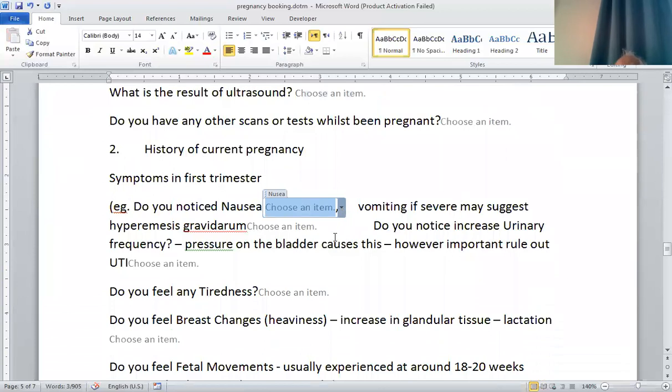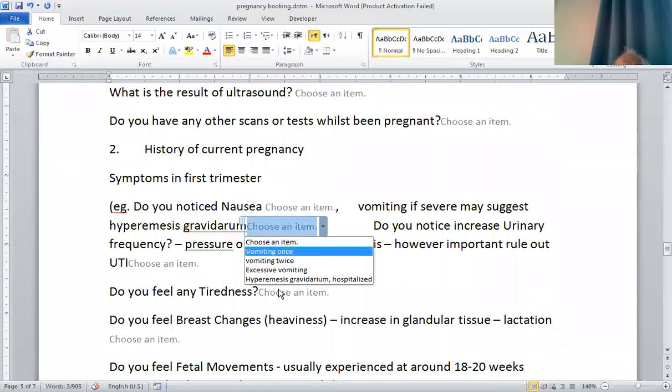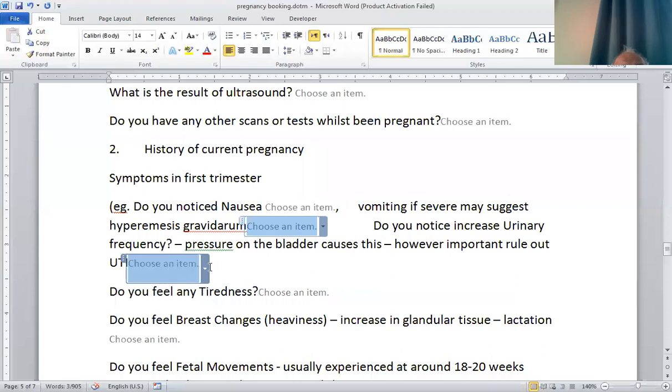And we ask if she has an attack of severe vomiting, vomiting twice or excessive vomiting, hyperemesis, diabetes. We ask about urinary symptoms, such as increased or decreased frequency of urine. And we ask if she has any tiredness or not. And then we have to ask about breast heaviness or breast change.